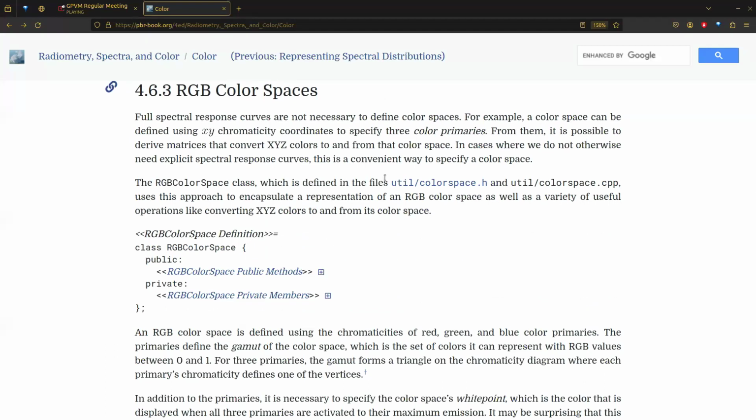Full spectral response curves are not necessary to define color spaces. For example, a color space can be defined using XY chromaticity coordinates to specify 3 color primaries. From them, it's possible to derive matrices that convert XYZ colors to and from that color space. In cases where we do not otherwise have or need spectral response curves explicitly, this is a convenient way to specify a color space.